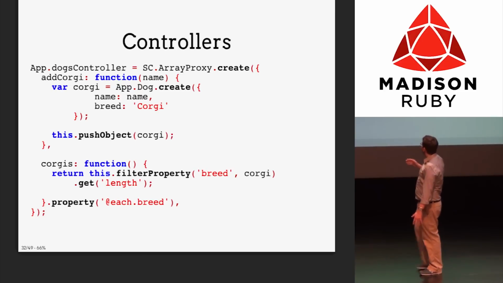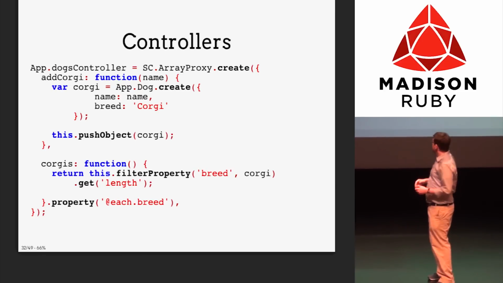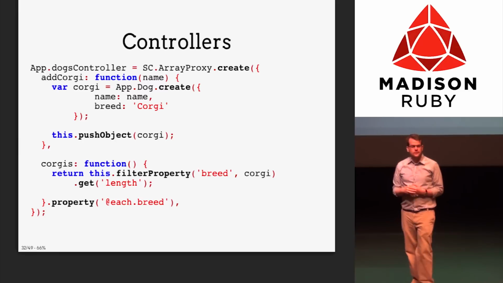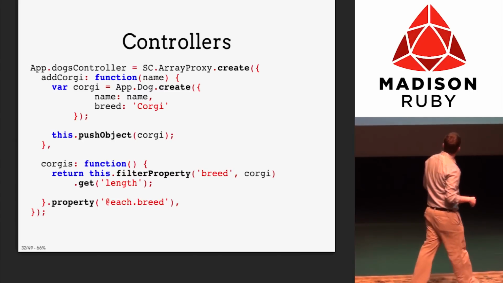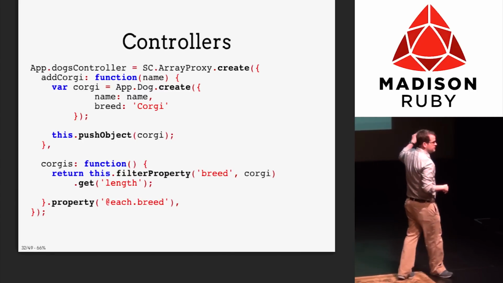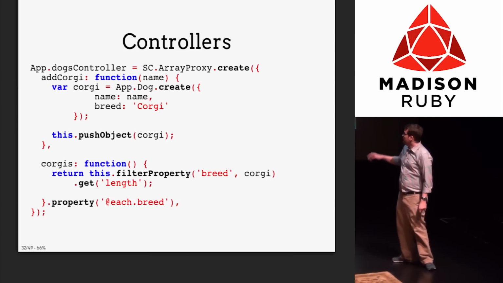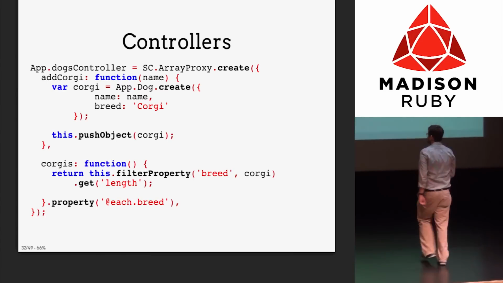So the addCorgi function creates a new instance of this dog model that we have. And then we simply say pushObject. We add that to our collection. And then this corgis function is actually a little bit more interesting. We say filter this entire collection based on the property breed, where it's a corgi, and then we want the length of that entire collection. And then we do this really interesting thing.